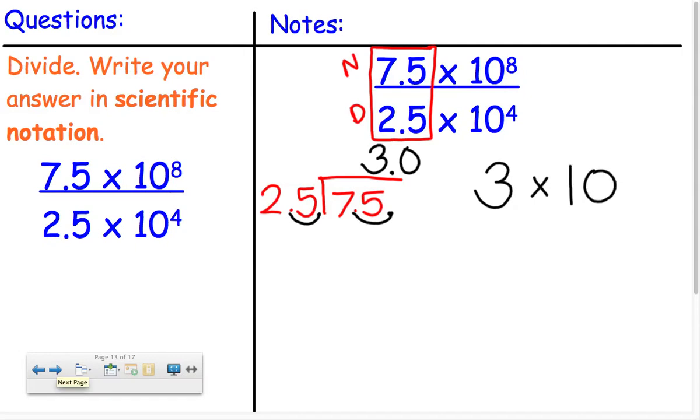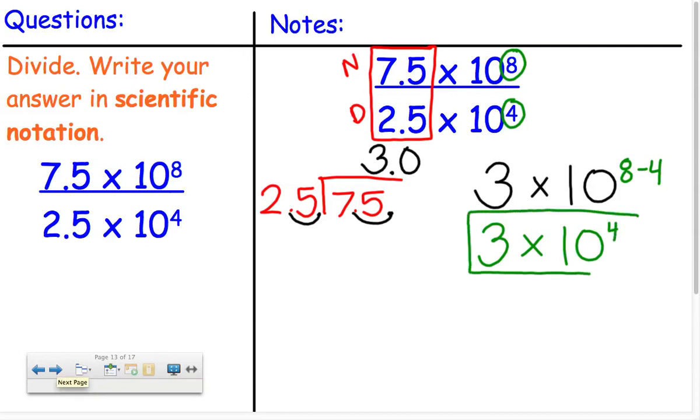times 10. And then I'm going to subtract my exponents. So 8 minus 4, which is 2. Or sorry, not 2, I was dividing. 8 minus 4 is 4. That is my answer because 3 is in between 1 and 10.